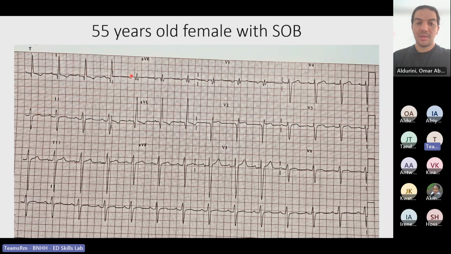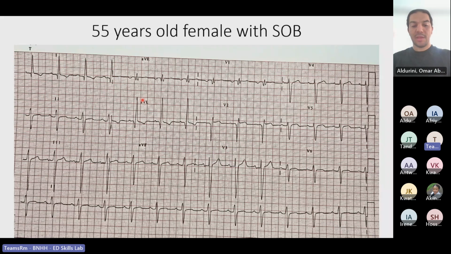AVR, we can tell. In AVL, also down, it's pointing down. Okay, AVF, it's pointing up. And V1, up. V1 up, as well, and up in the rest, V4, V5. Okay, so we have a T wave inversion in lead 1 and AVL.